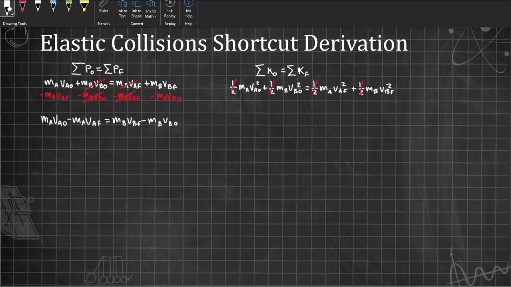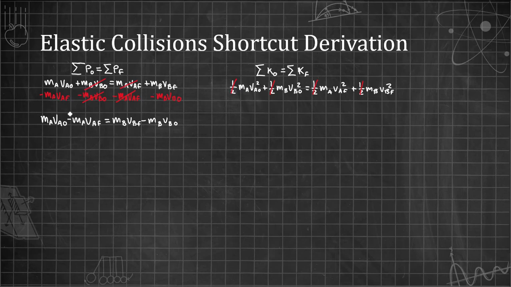Now that we have the equation grouped so that all of object A is on the left side and all of object B is on the right side, we can see that we have a common variable in each term on the left-hand side, which is ma. So we're going to factor out an ma, and we see the same thing on the right side, so we're going to factor out an mb. What that leaves us with is ma multiplied by the difference between the initial and final velocity of object A, and on the right-hand side, mb multiplied by the difference between the final and the initial velocity for object B.